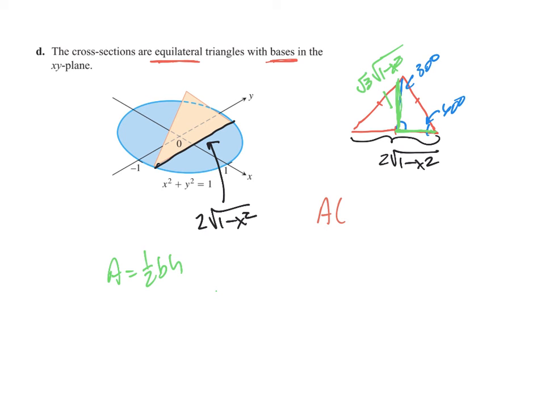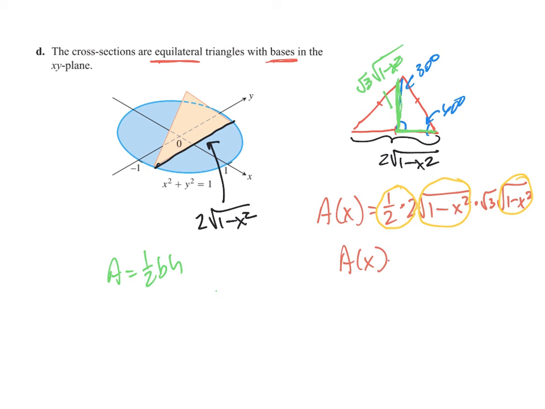So the area A of x is going to be 1/2 times my base, which is 2 square root of 1 minus x squared. Ooh, that handwriting is terrible. It's getting late on a Monday here, and I'm writing sloppy. So it's 1/2 times the base times the height, which we just mentioned was the square root of 3, square root of 1 minus x squared. And when we simplify this, the 1/2 times the 2 reduces to 1, and the square root of 1 minus x squared times the square root of 1 minus x squared is just 1 minus x squared. So I'm left with A of x equals the square root of 3 times 1 minus x squared.